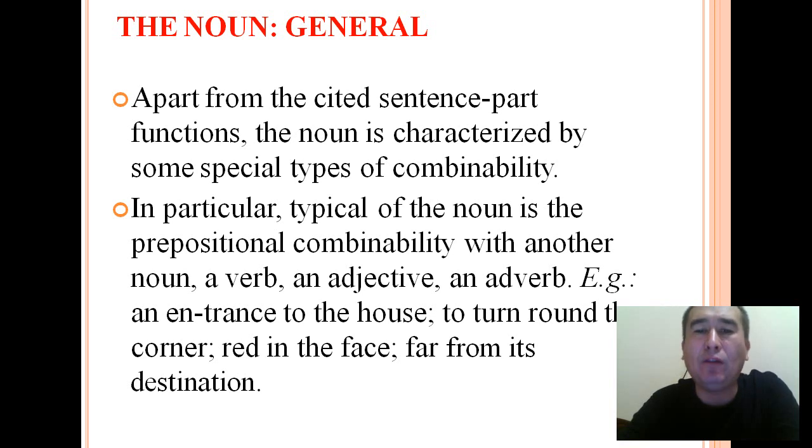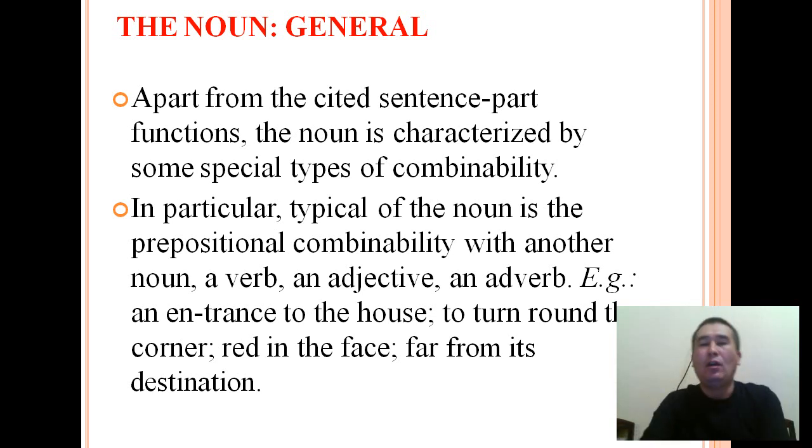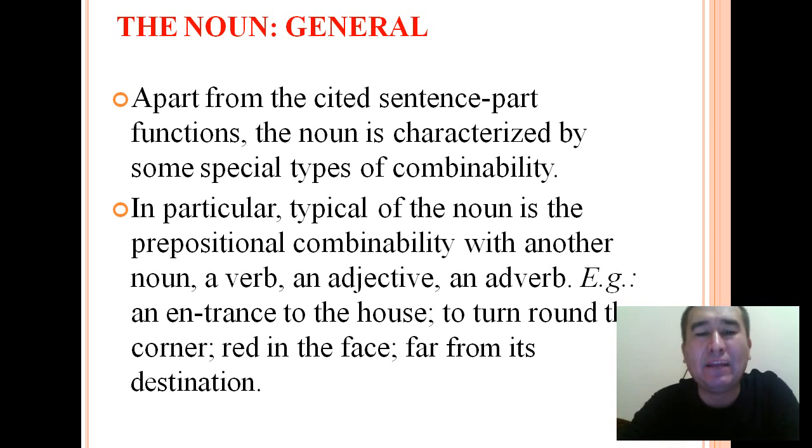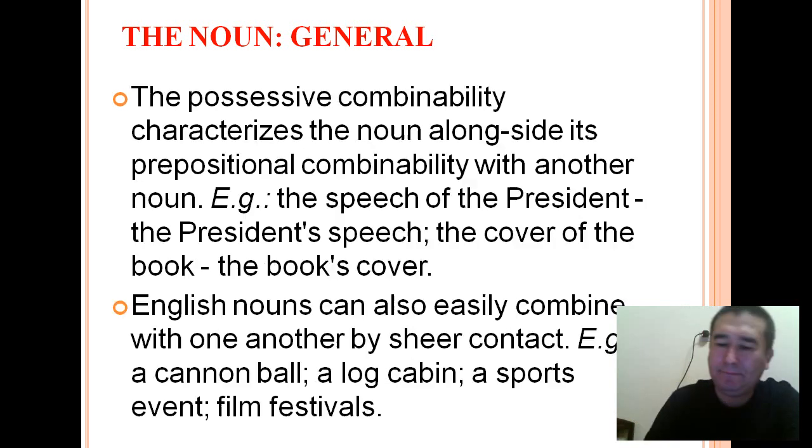In particular, typical of the noun is the prepositional combinability with another noun, a verb, an adjective, and an adverb. Example: an entrance to the house. Üge kiriş. To turn round the corner. Burçaktan buruluş. Red in the face, yüzünün kızarıp geçişi. Far from its destination. Menzilden uzak. So you can see in this example that noun has formed some combinations with verb, adjective, and others.